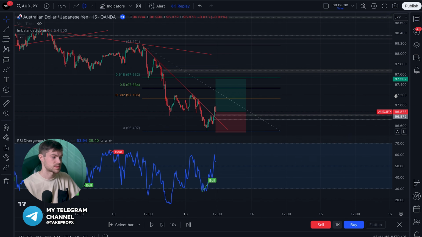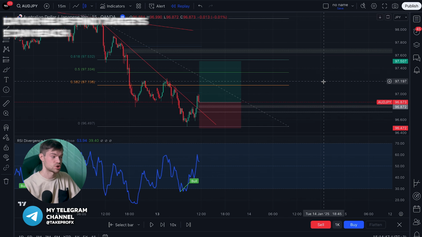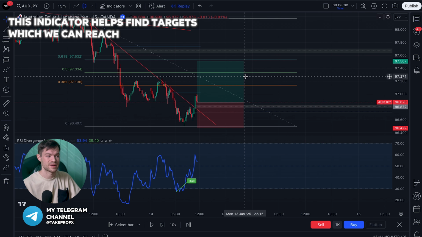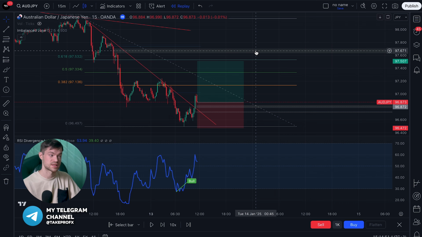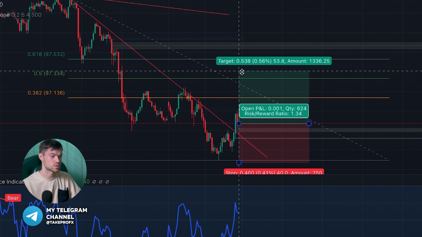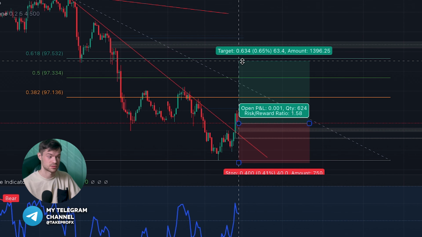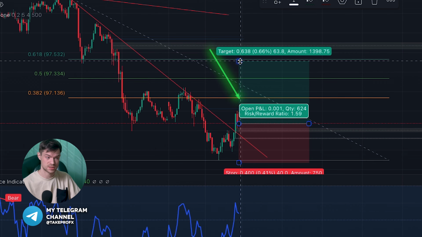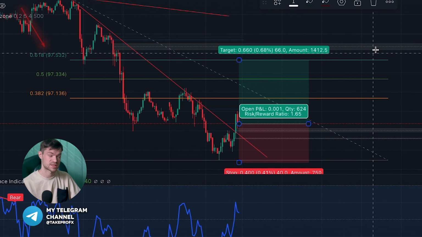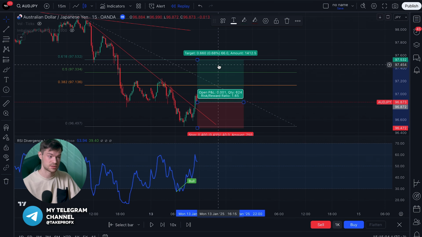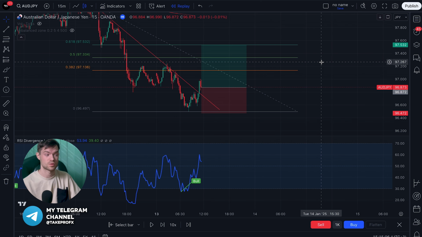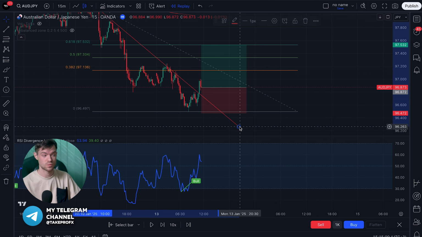This indicator helps me find targets which we can generally reach, but here we don't have any uncovered imbalance except this one. So let's assume that most of you would have opened a trade, well, at least from 1 to 6 before the 0.618 retracement, and most likely you would have been knocked out on your stop. So let's see what will happen.